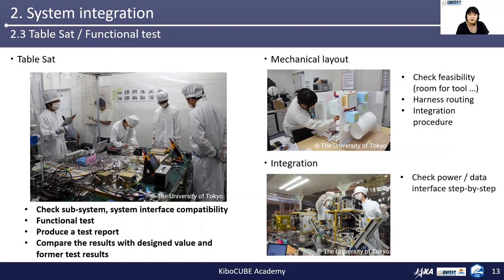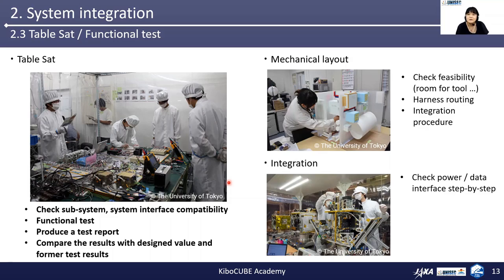After confirmation of the interfaces, the system test phase is conducted. The left photo shows the CubeSat phase. In this phase, components from the satellites are laid on the table, and all interfaces and connections are checked. The subsystem or system level functional tests are also performed.